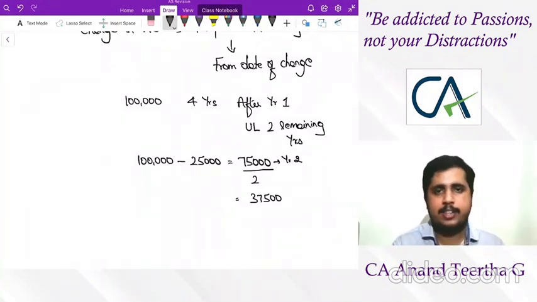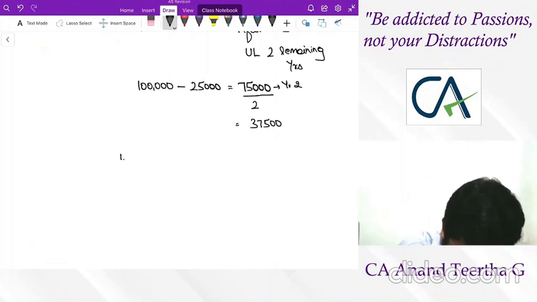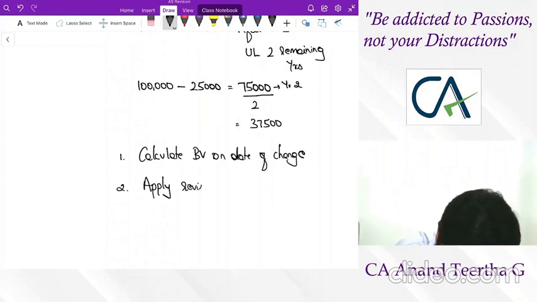It could apply for anything. It could apply for residual value. It could apply for depreciation method. For everything, what should I do? Two golden rules. I will write them for you so that you will remember them. One, calculate book value on the date of change, and this will obviously be according to the old method. Second, apply the revised term from that date.